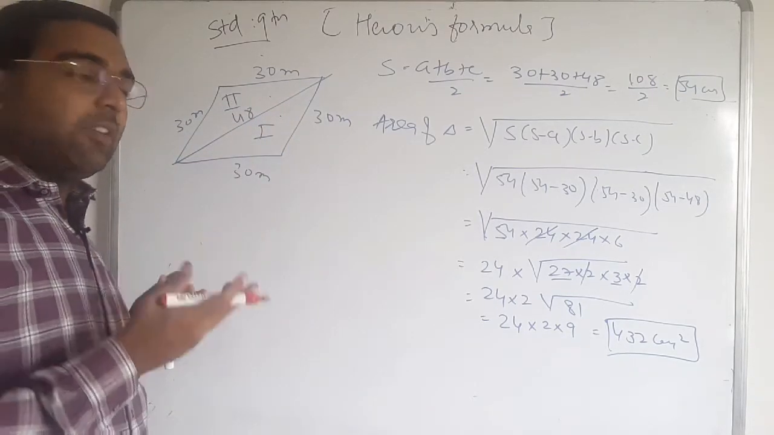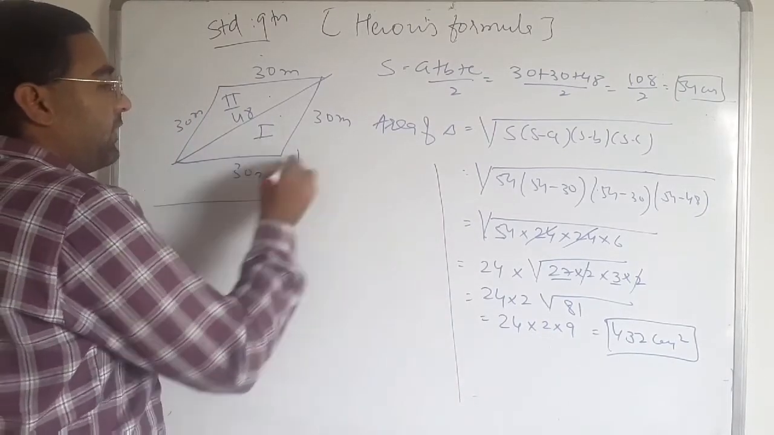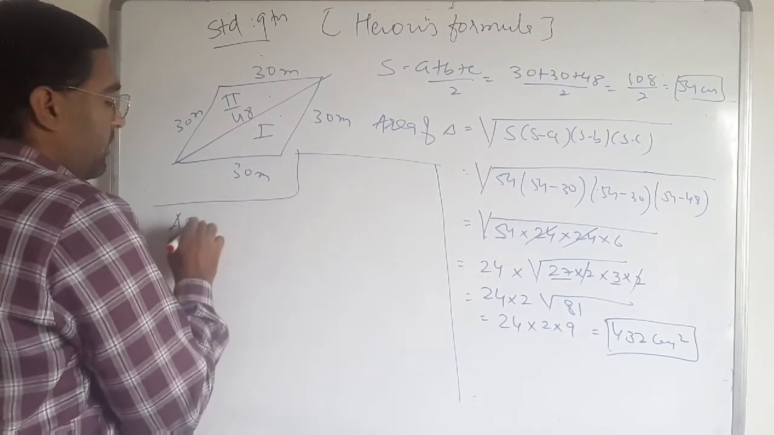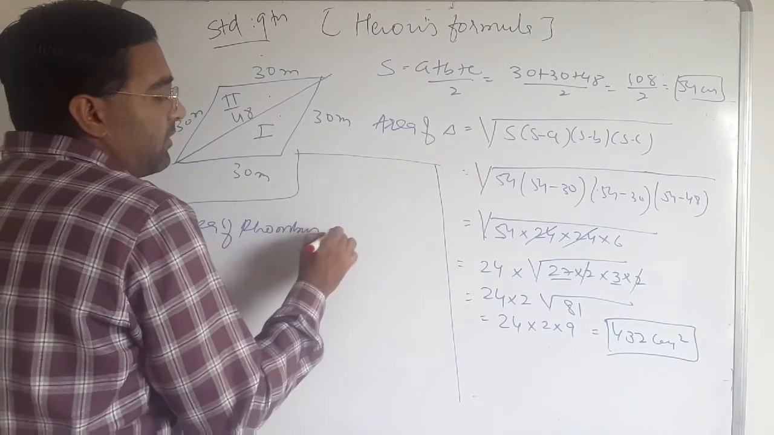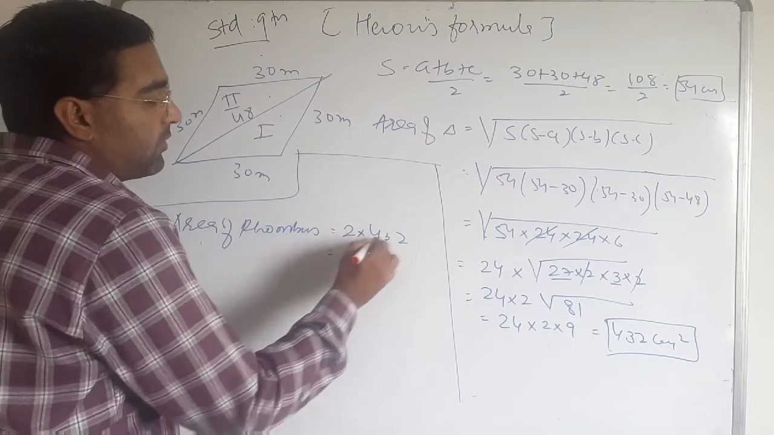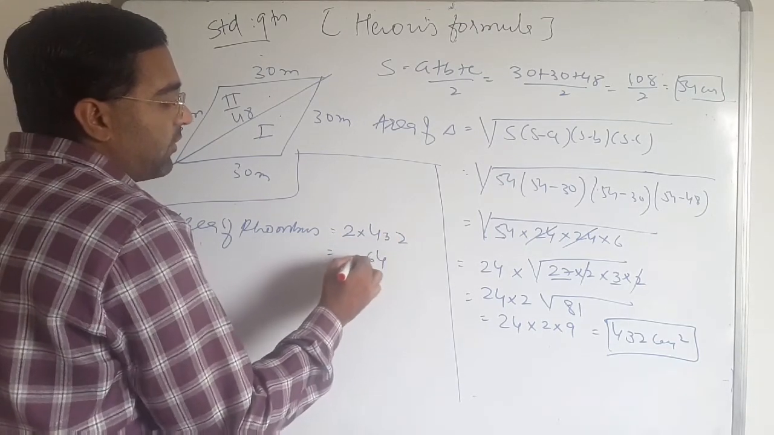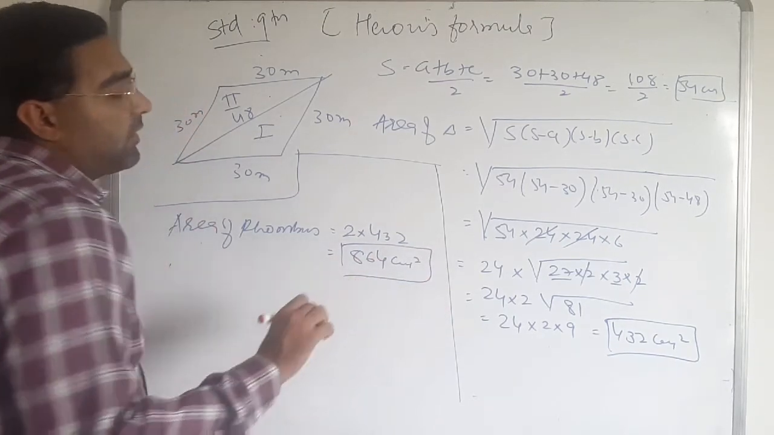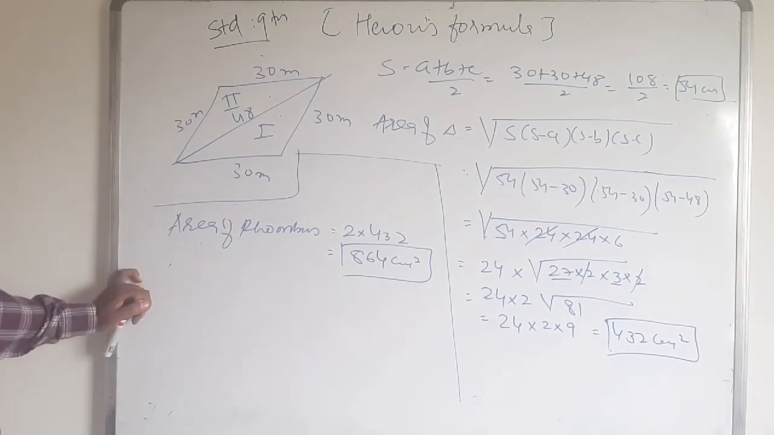So we have to multiply by 2 to get the area of the rhombus. Area of the rhombus is 2 into 432. 2 into 432: 2 twos are 4, 2 threes are 6, 2 fours are 8, so 864 centimeter square. Now there are 18 cows to graze in the field.